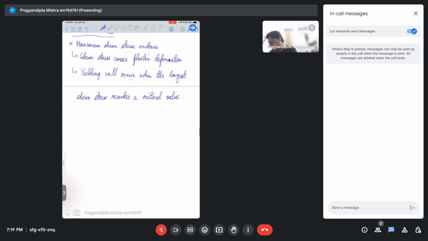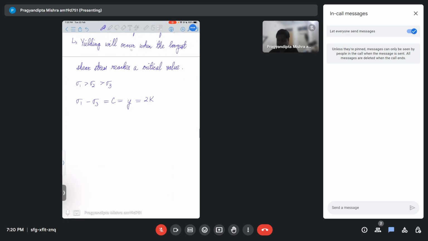Okay, so if we have principal stresses sigma 1 greater than sigma 2 greater than sigma 3, arranged in descending order, then your largest value of shear stress is given by sigma 1 minus sigma 3. That is equal to your critical value, Y, your yield limit. In terms of k, you can write it as 2k. So this is essentially your Tresca criteria.